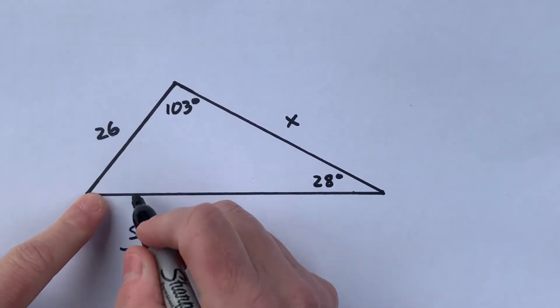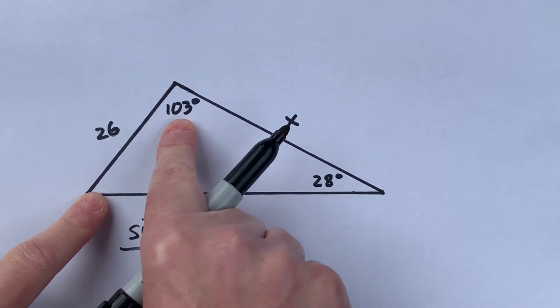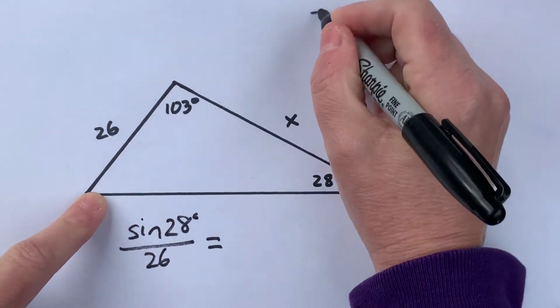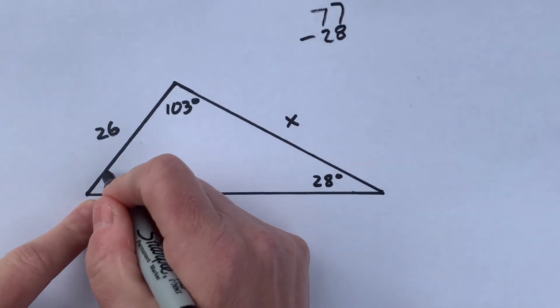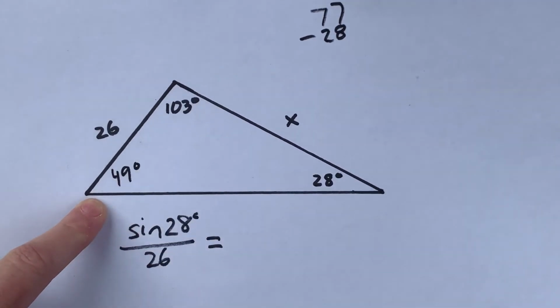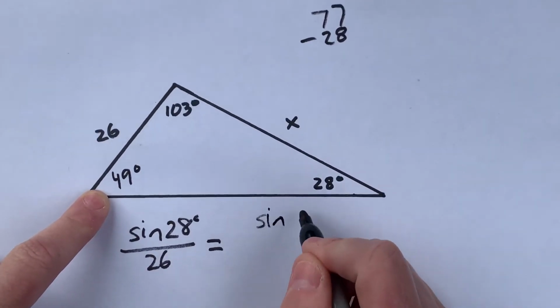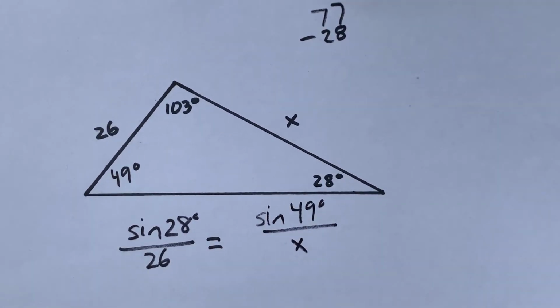So first, find this guy. Okay, so 180 minus 103, that's 77, minus 28. I'm going to think minus 30 plus 2, so 49. So this is 49 degrees. I think that's right. Okay. And then you can finish setting it up. Sine 49 degrees over x. And then you know how to solve that proportion.